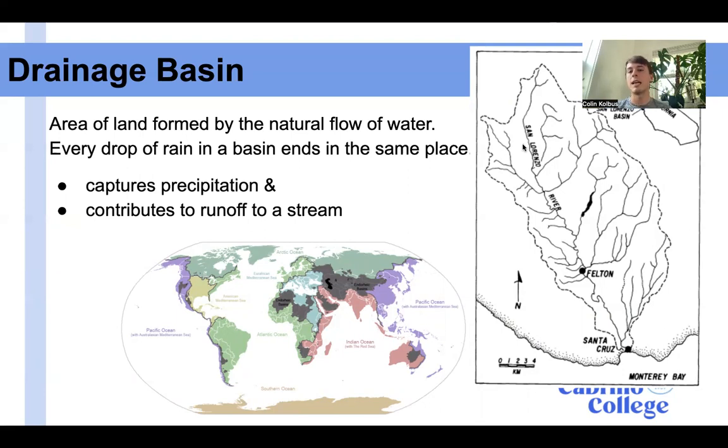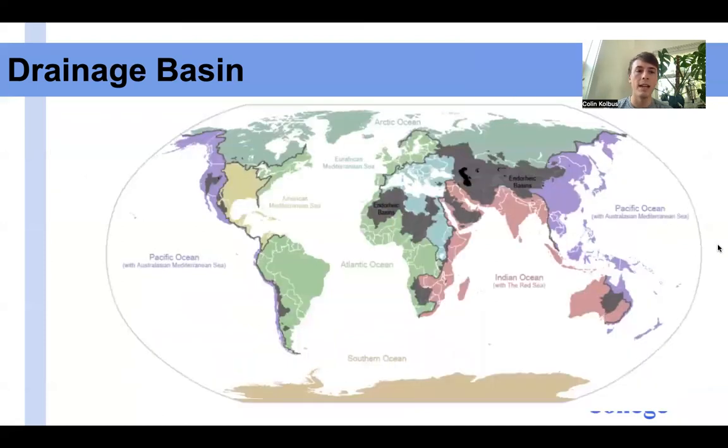This is the San Lorenzo River Basin, which is relatively small. It's kind of interesting. We live on this side of the mountains, and so the rain that falls on specifically our side of the mountains doesn't go very long before it ends up in the ocean, which I think is really cool. Here are some really big drainage basins.